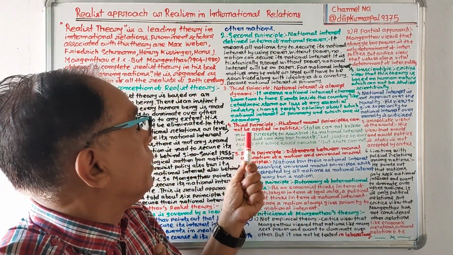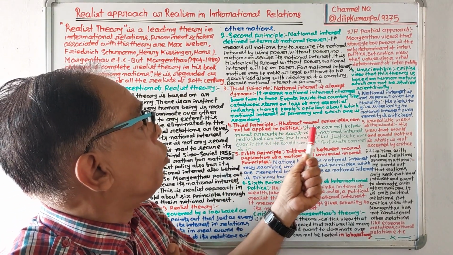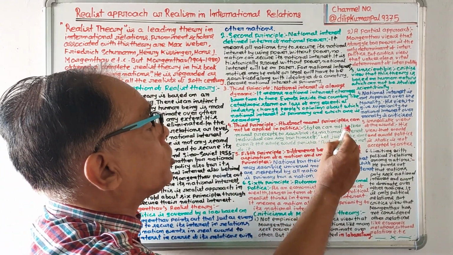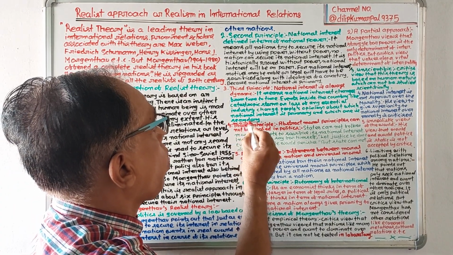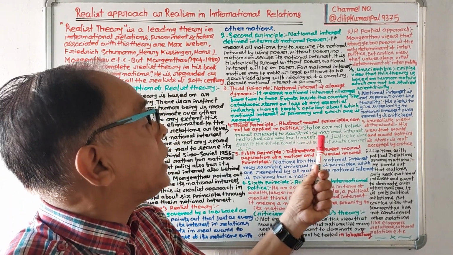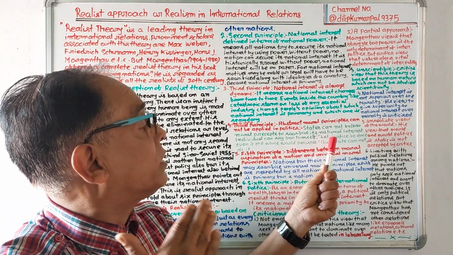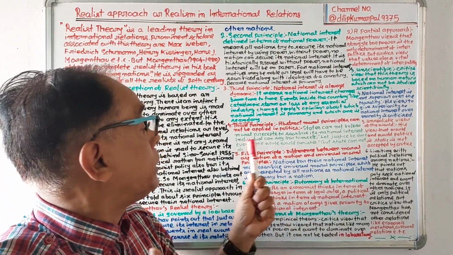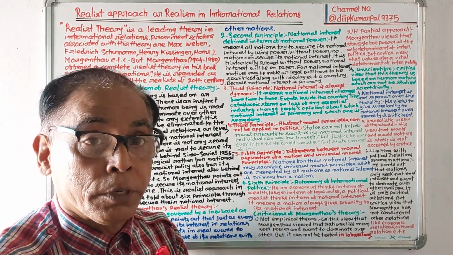Number 4. Fourth principle: abstract moral principles cannot be applied in politics. States cannot follow moral precepts to sacrifice their national interest. An individual can say for himself, let justice be done even if the whole world perish. But states cannot do it.